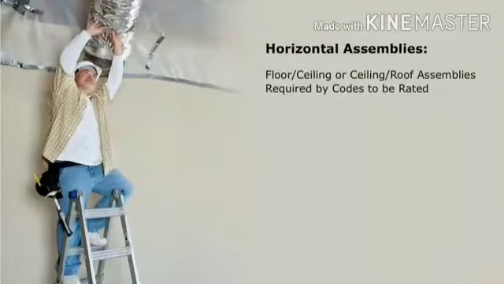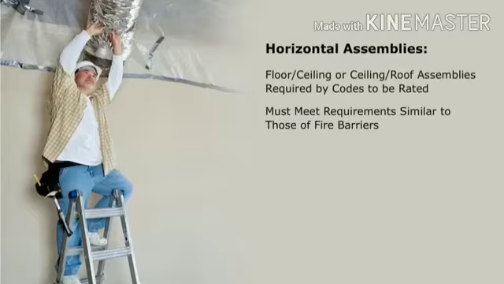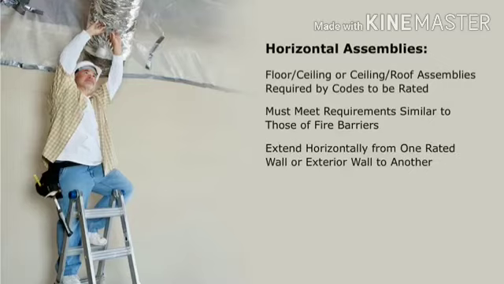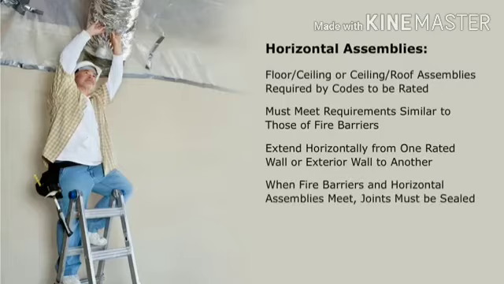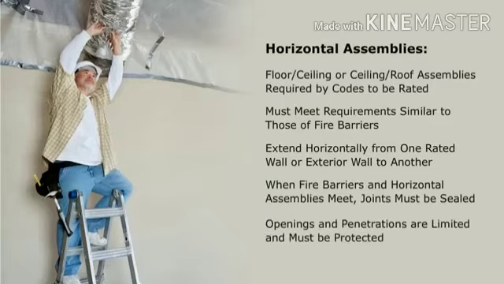Floor or ceiling or roof assemblies that are required by the codes to be rated are referred to as horizontal assemblies. They serve the same function as fire barriers, but are horizontal instead of vertical building elements. In most cases, horizontal assemblies must meet requirements similar to those of fire barriers. Horizontal assemblies extend horizontally from one rated wall or exterior wall to another. Where fire barriers and horizontal assemblies meet, the joints must be sealed. Openings and penetrations are limited and must be protected as well.